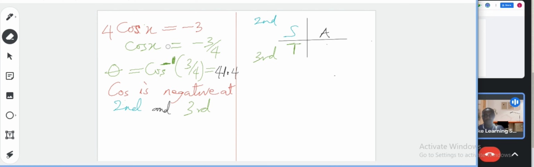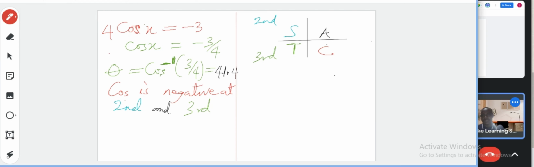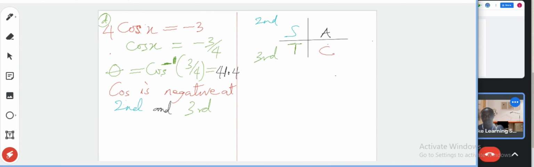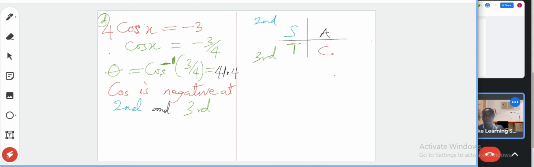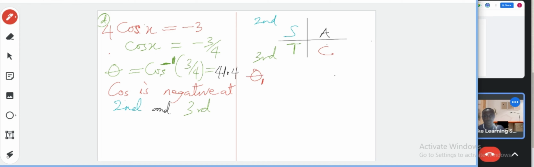Okay, so what should be the values of the angles between 0 and 360? By the way, all these questions are about between 0 and 360. So I think this should have been D. We solved A, B, C. The last one was C, so this should be D. Let's go. So what are the values? Theta 1 will be what? And theta 2 will be what?